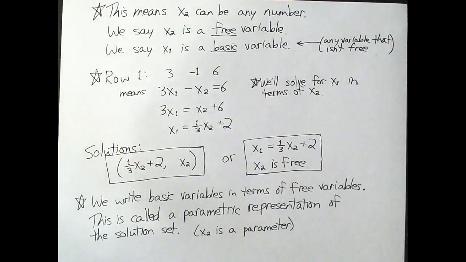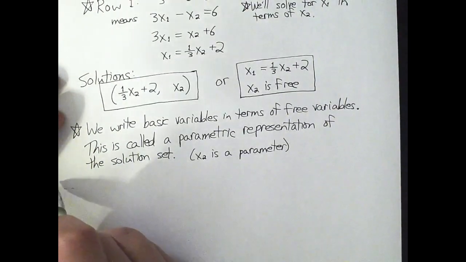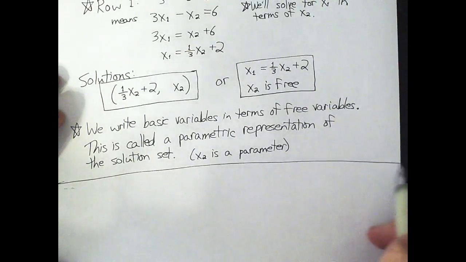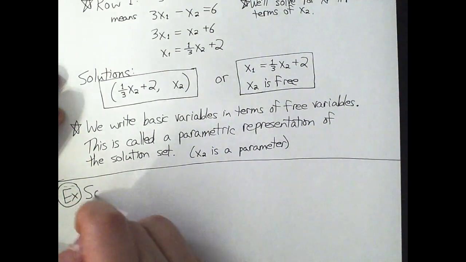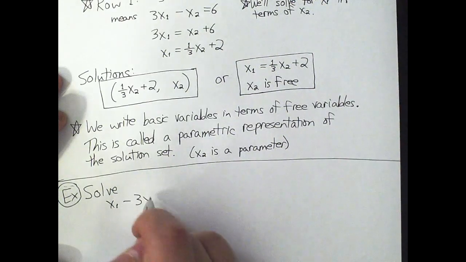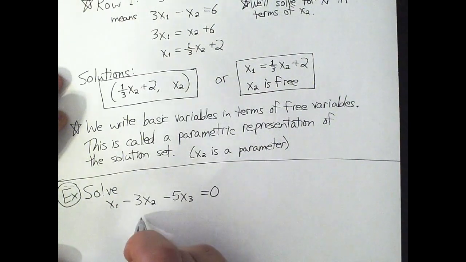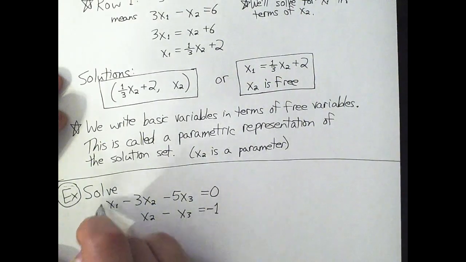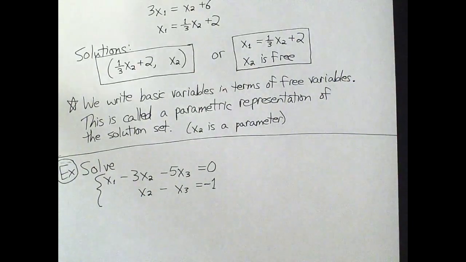I want to show you another example. Okay, let's get another example here. And I'll do this next one also. You'll have some other ones to practice. All right, example. Let's talk about solving x1 minus 3x2 minus 5x3 equals 0, x2 minus x3 equals -1. And I'm gonna do Gauss-Jordan elimination, even though I didn't say it. We're gonna try to do that, see what happens.